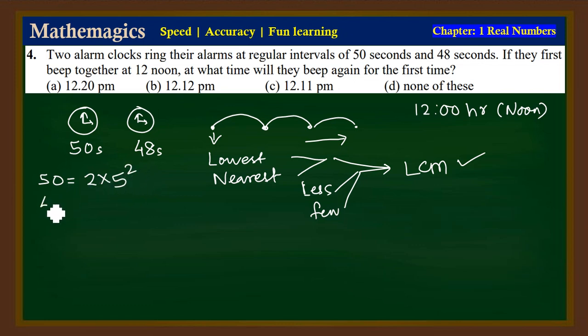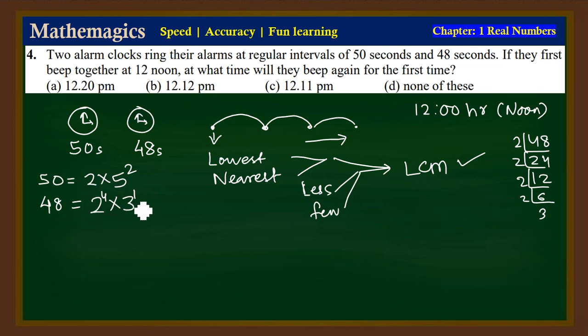Now we have to calculate the factors of 48. Here 2 will go, then 24. Here 2 will go, then 12. Here 2 will go, then 6. Here 2 will go, then 3. 3 times 2 is 6, 2 times 6 is 12, 2 times 12 is 24, 2 times 24 is 48. It means it has 2 to the power 4 multiply 3 to the power 1.